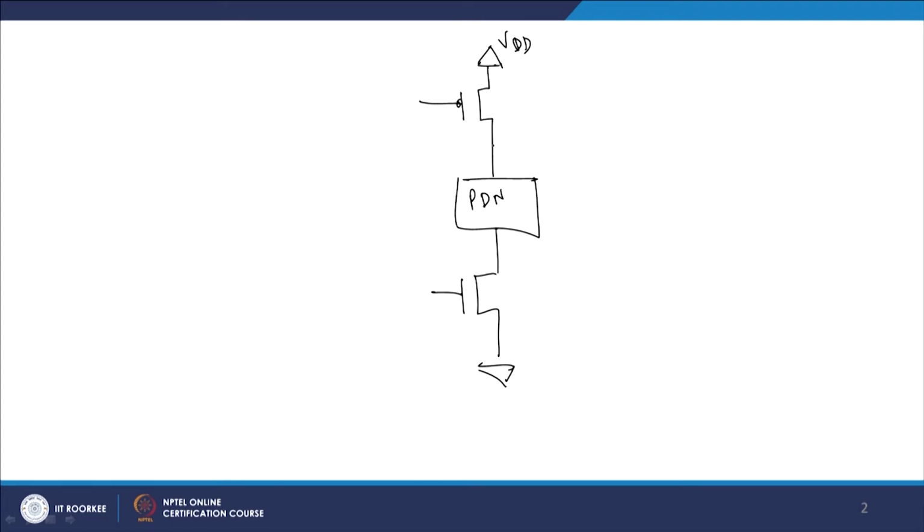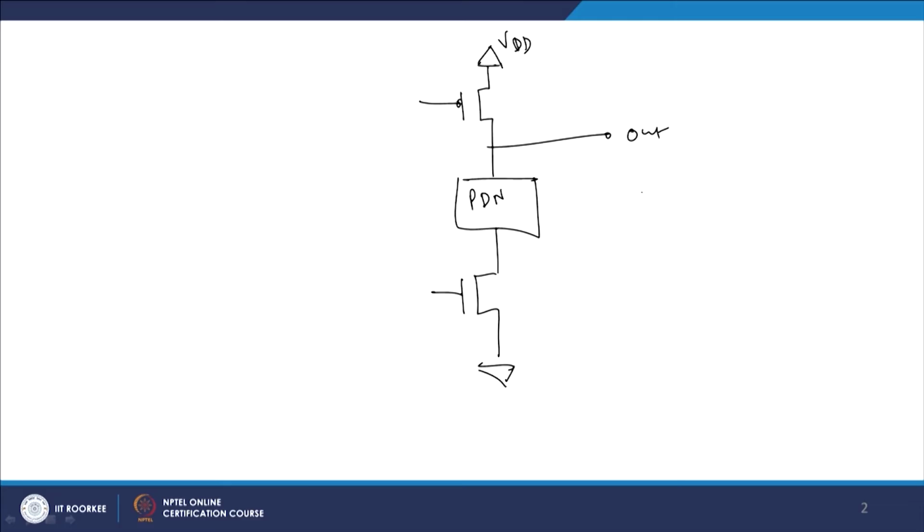With this knowledge, let me come to the fourth problem of dynamic logic, which is the clock feed through problem. As I discussed in the previous turn, I will explain clock feed through. I have a PMOS here, a PDN, and then an NMOS which is basically my evaluation transistor. This is my pre-charge PMOS, VDD is connected here, and this is the output which you see.